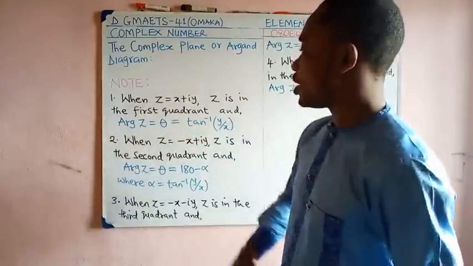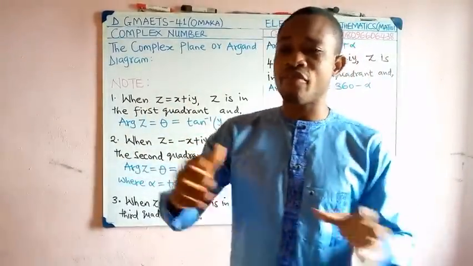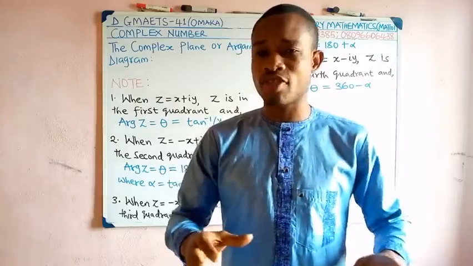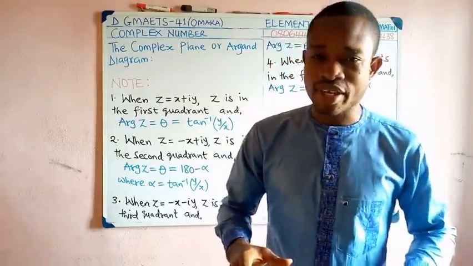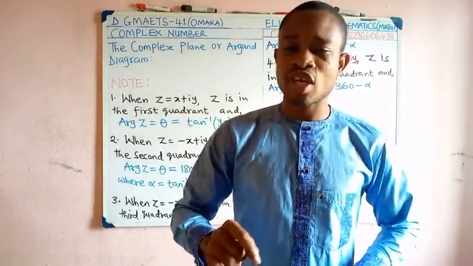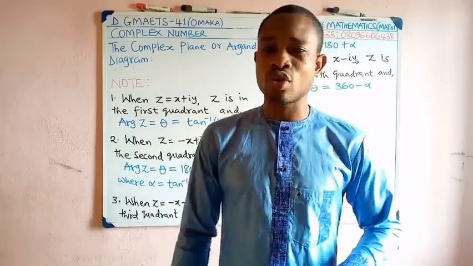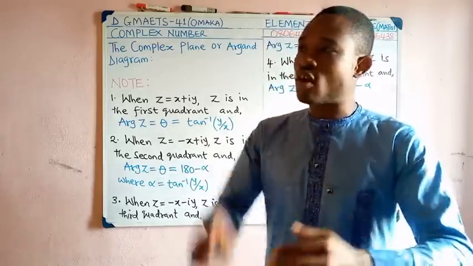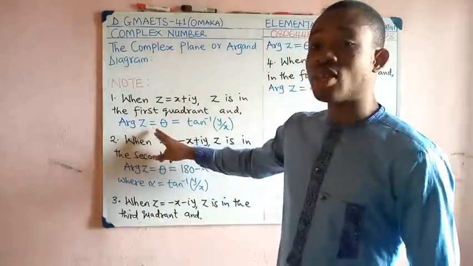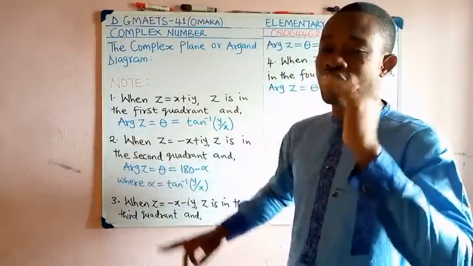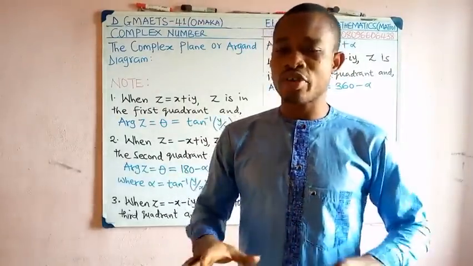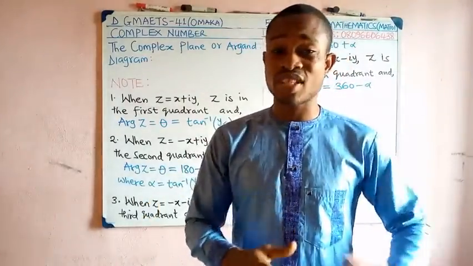The first one is when z is in the first quadrant. Of course, in that case, both x and y would have positive values. That being the case, it means that the argument of z would simply be equal to tan inverse of y over x. The argument of z in that case will be theta, simply tan inverse of y value over x value. That is in the first quadrant, a case where x and y are positive.